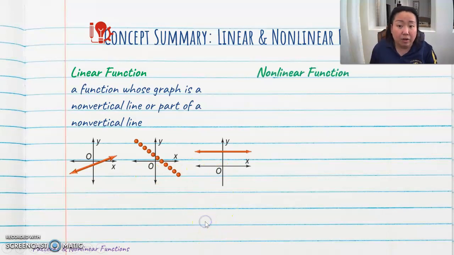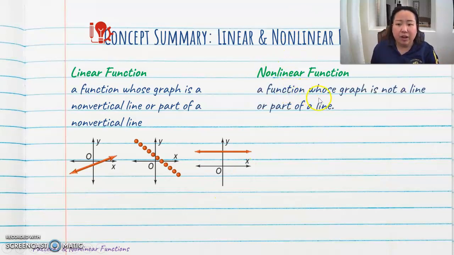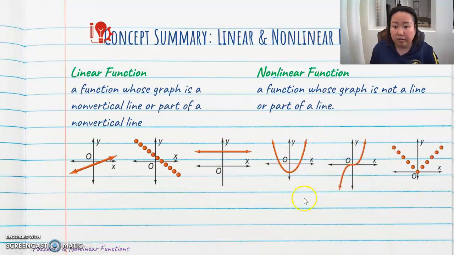So if we have non-linear functions, so not a line, all right, these functions have graphs that are not a line or not a part of a line. So you can possibly have curves like this. So this is your parabola. Another curve here. This is your absolute value graph. So as you can see, it's not one straight line.